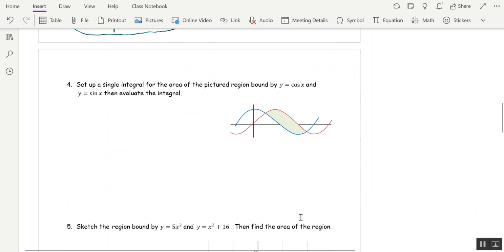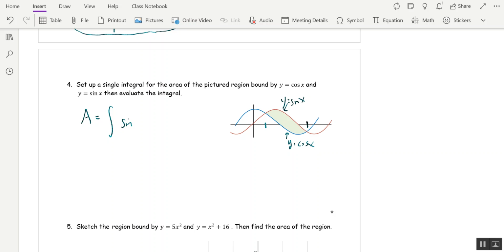Okay, remaining two, we're actually going to find areas. First, find the area of this green region here bounded by sine x and cosine x. So the top curve is y equals sine x, and the bottom curve is y equals cos x. So the red one is sine x. And what is this value and what is that value? Because the area is going to be the integral from this value to that value of sine x minus cos x dx.